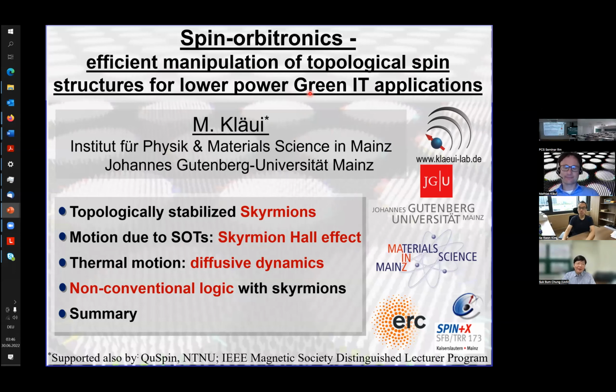Okay, good morning, everyone. So the second morning session is about to start now, and we are going to begin with a talk by Professor Mathias Klaui, who has been a leading expert in spintronics ever since his days as a PhD student working with Tony Bland at University of Cambridge.